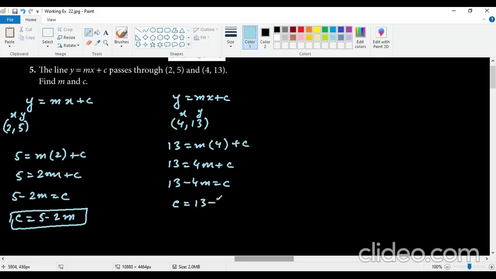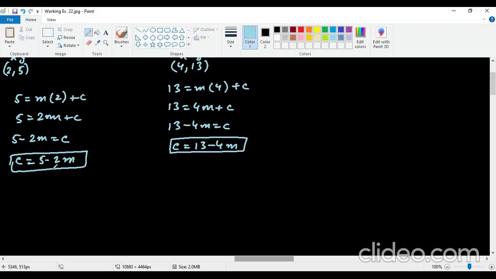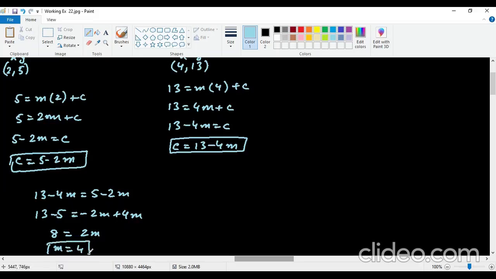Now I will use this value to replace over here. In here, it says c equals 5 minus 2m. That means 13 minus 4m equals 5 minus 2m. That's how we'll find out the value of m. Now in here, I will use 13 minus 5 and minus 2m plus 4m. So this is going to give us 8 equals 2m, and m will be equal to 4. So the slope of this equation is going to be 4, that we can find in the answer also.